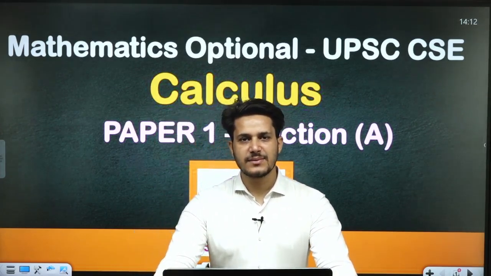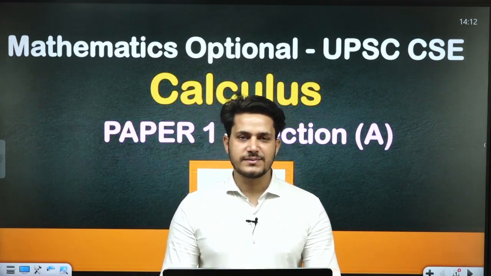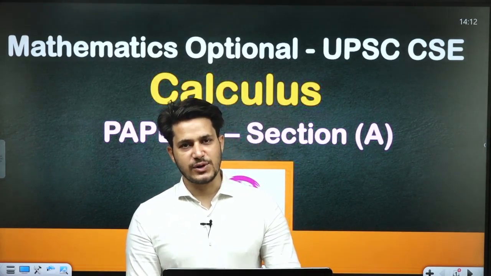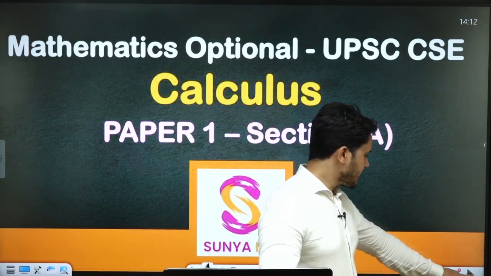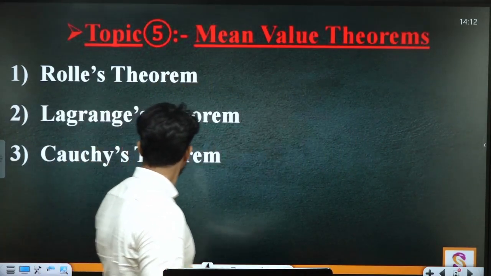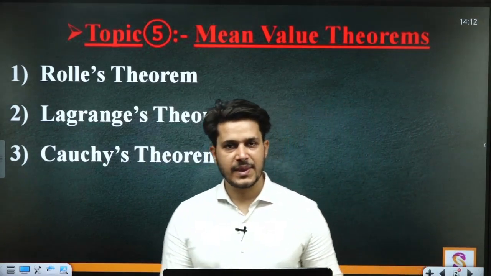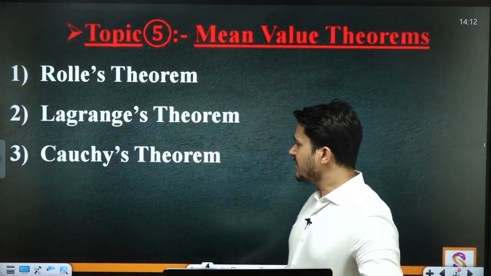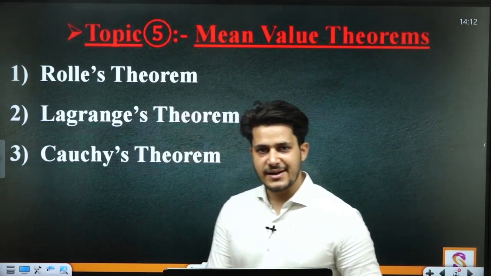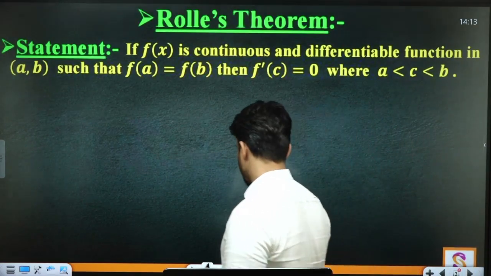आज हम इस थर्ड सेशन में वेरी इंपॉर्टेंट थ्योरम्स ऑफ कैलकुलस जिसका नाम है फंडामेंटल मीन वैल्यू थ्योरम्स उसको स्टार्ट करेंगे. And now the mean value theorems are this: Rolle's theorem, Lagrange's theorem, and the third one is Cauchy's theorem. So one by one we will discuss their proof and some examples based upon their statements. So our first theorem is Rolle's theorem.